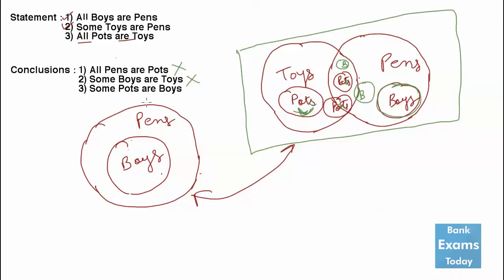Some pots are boys. There is a possibility, but this can't be concluded. If the situation is something like this, if the circle pot is here, and the circle boys is here, then this conclusion is not followed. So none of the conclusions are followed.